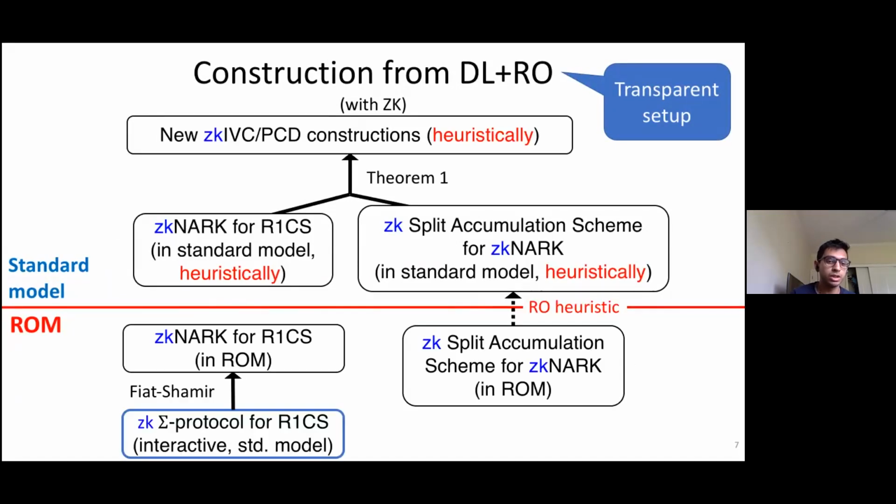Yeah, so as you'll see here, we start off with a Sigma protocol, which is zero knowledge, and then we apply Fiat-Shamir in the random oracle model to get a zkNARK for R1CS. And then we have to instantiate the random oracle to get something in the standard model here. But if we didn't care about zero knowledge, then the NARC itself would be entirely in the standard model, and only the accumulation scheme would be in the ROM.